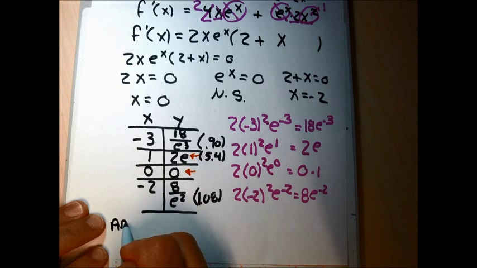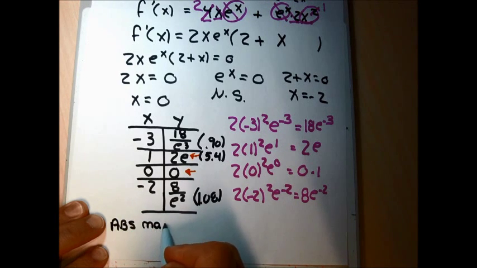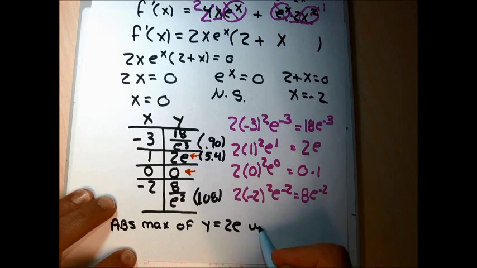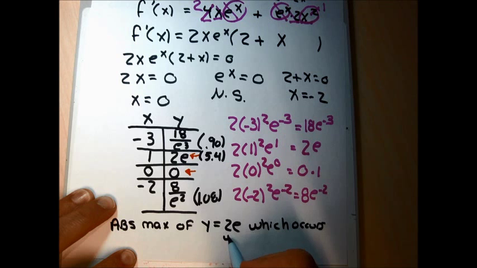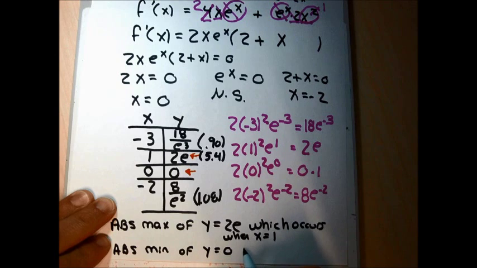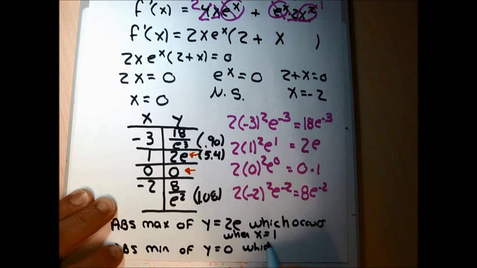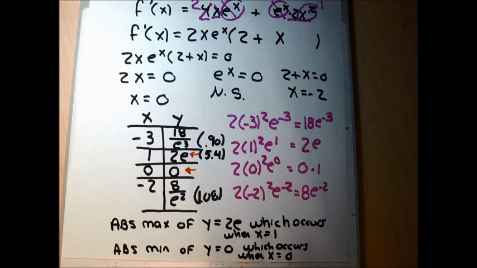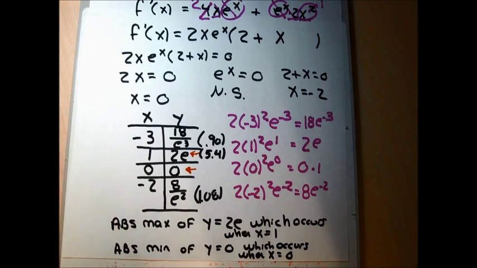There's an absolute max of y equal to 2e, which occurs when x equal to 1, and there's an absolute min of y equal to 0, which occurs when x equal to 0.